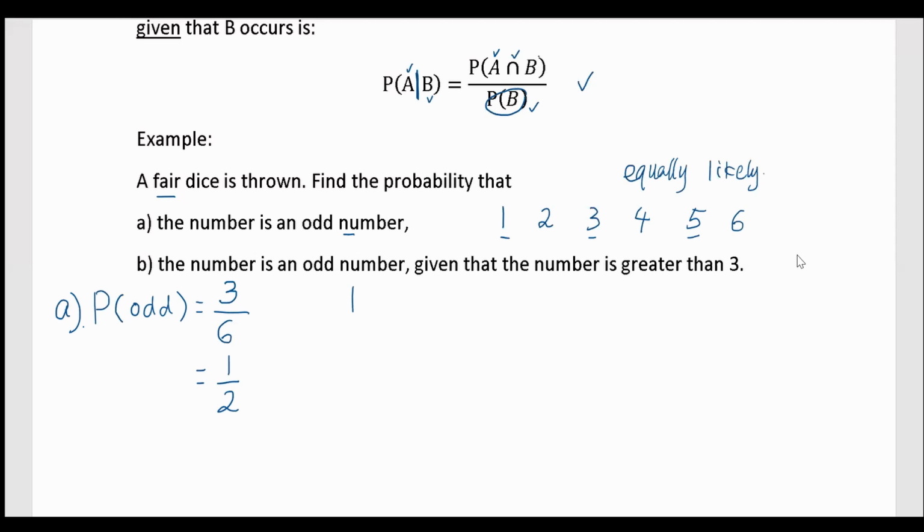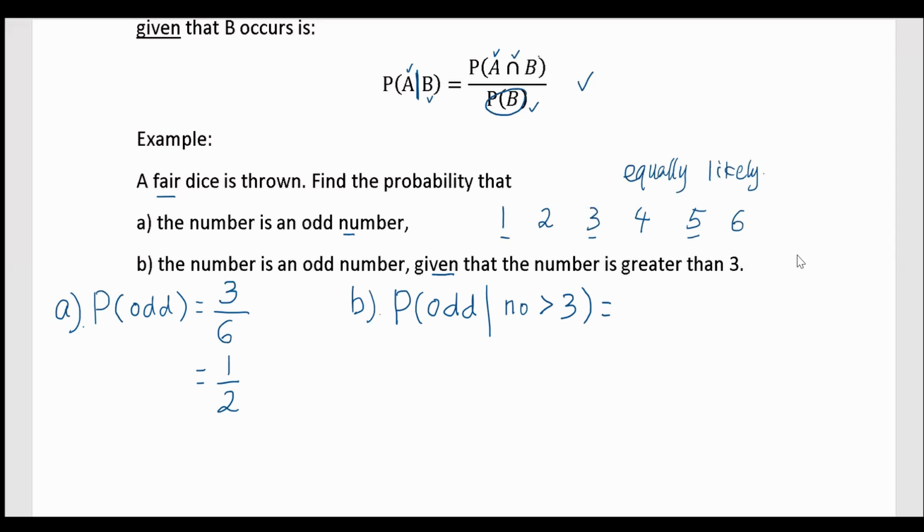Now we look at part B. What is the probability that the number is an odd number, given that the number is greater than 3? We try to put it down like this. We're looking for the probability of getting an odd number given that the number is greater than 3.